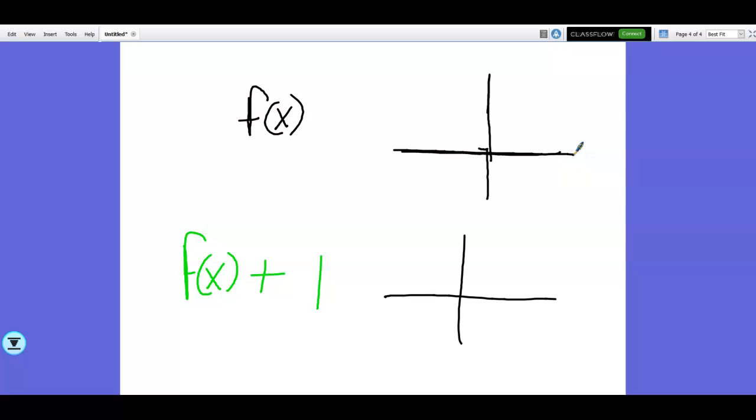Yes. So, look, we're dealing with exponential functions, right? They look like this. You guys agree? All right. So if I add 1 to this function, it goes up, right? So that's simple.